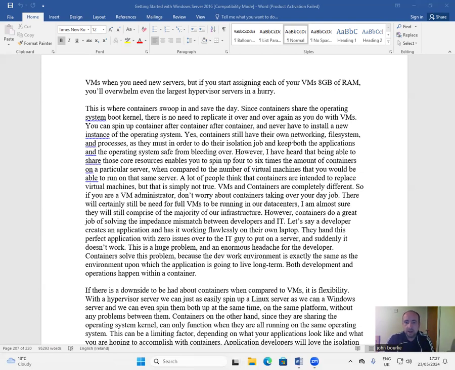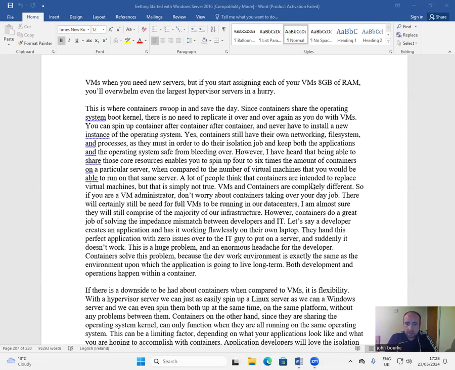Yes, containers still have their own networking, file system, and processes, as they must, in order to do their isolation job and keep both the applications and the operating system safe from bleeding over. However, I have learned that being able to share those core resources enables you to spin up 4 to 6 times the amount of containers on a particular server when compared to the number of virtual machines that you would be able to run on that same server.